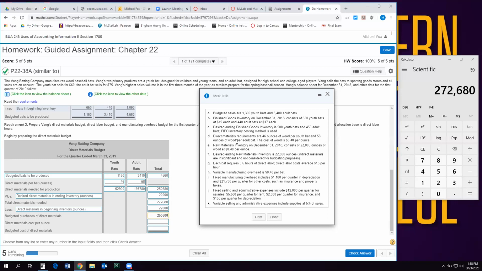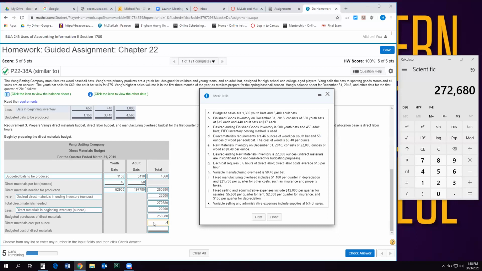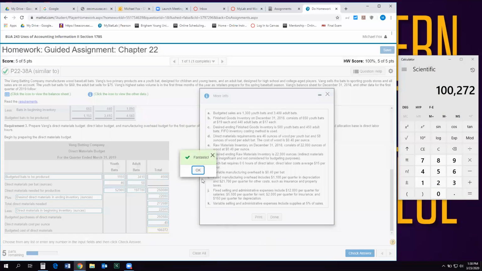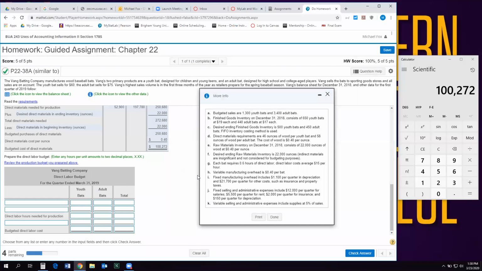Our cost of wood right here in D is 40 cents per ounce. So our budgeted cost of direct materials is going to be 250,680 ounces times 40 cents an ounce, or $100,272. Let's see if that's right. Fantastic. Thanks, Pearson, for building me up.